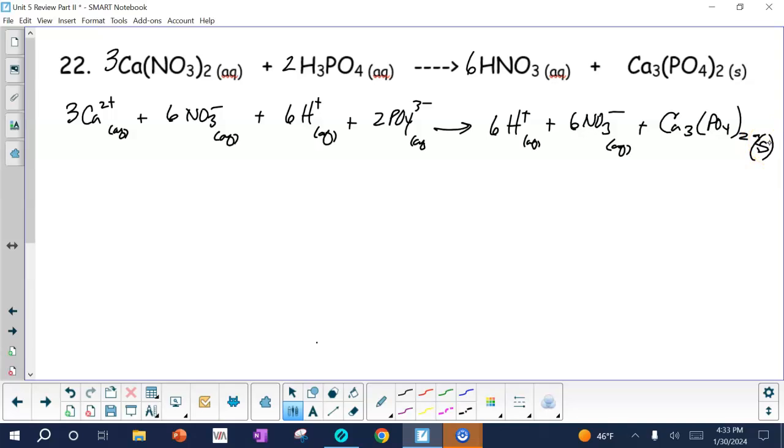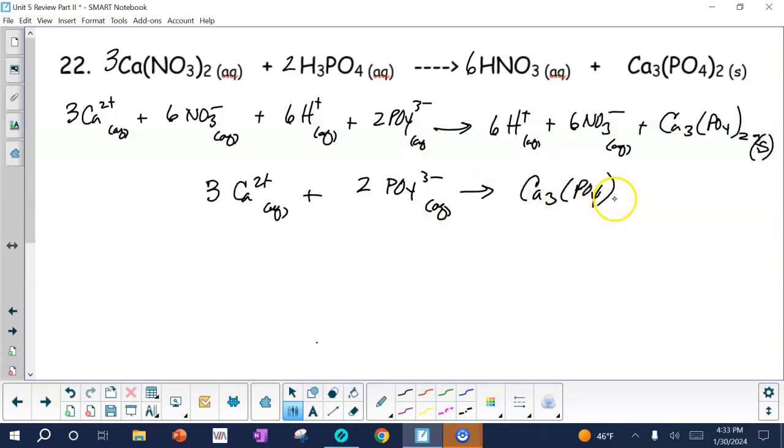Let's take a look here. Did calcium change? Yes, absolutely did. So it's going to be part of the net ionic. So we're going to have 3 calciums with a 2 plus. Did nitrate change? No, it didn't. Did hydrogen? No. Did phosphate? Yes. So 2 phosphates. They're aqueous. And then calcium phosphate, that's your net ionic. What were the spectator ions? Hydrogen and nitrate anions. Okay.